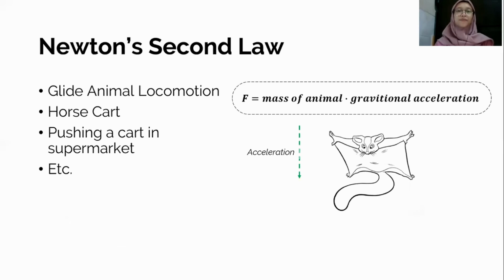For Newton's second law, the applications and examples are glide animal locomotion or sugar glider, postcard, passing a cart in a supermarket, etc. For glide animal locomotion, it is shown on the slide. The total force equals the mass of the animal, in this case the sugar glider, times the gravitational acceleration, because the sugar glider is moving downwards, so it uses the gravitational acceleration. Like this, the acceleration equals the gravitational acceleration.